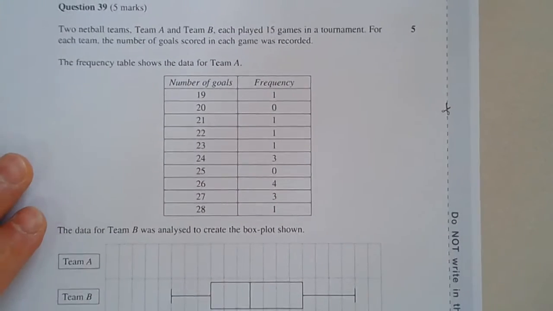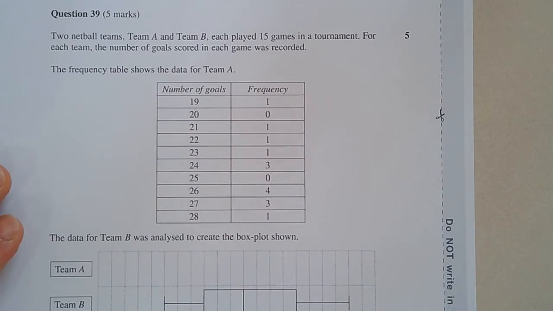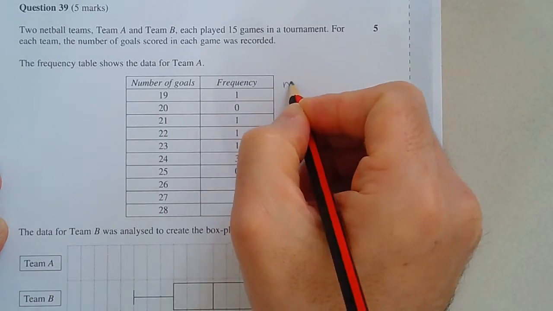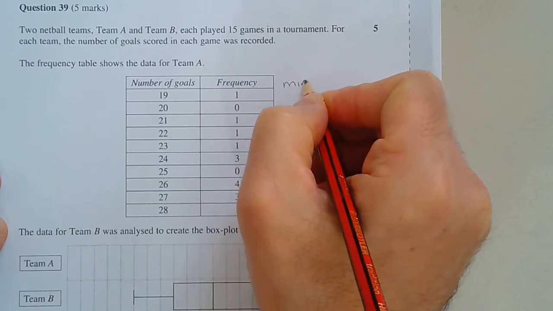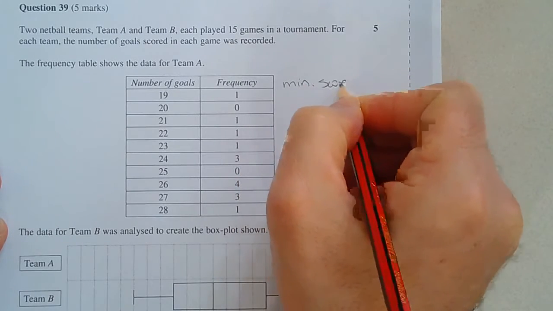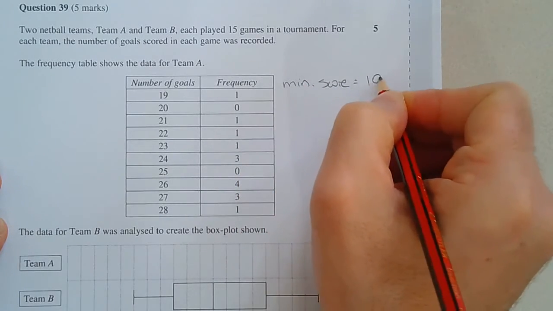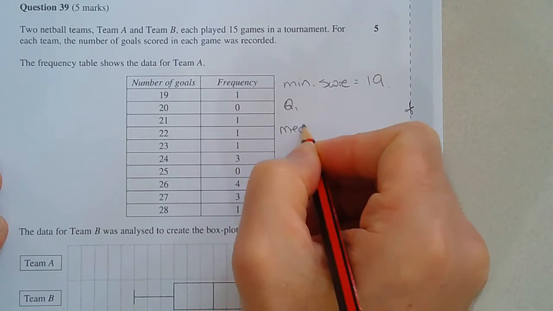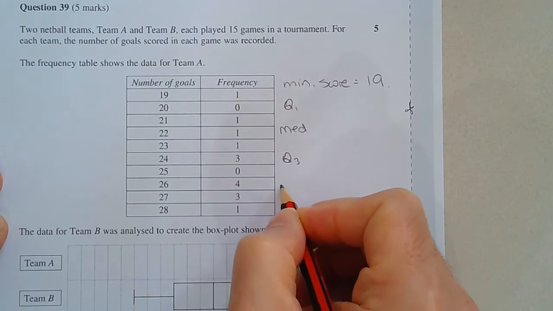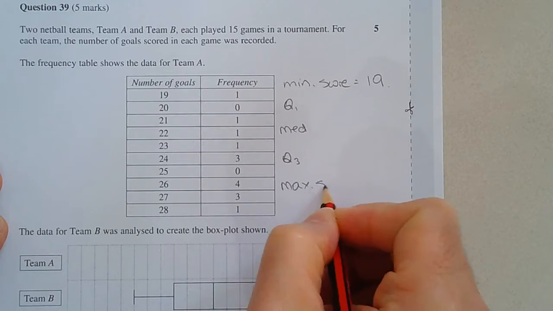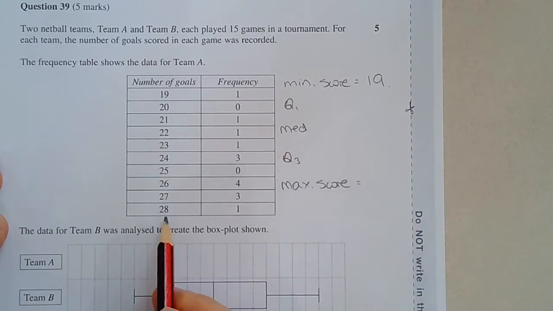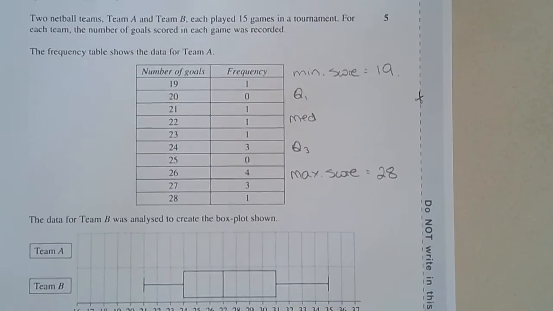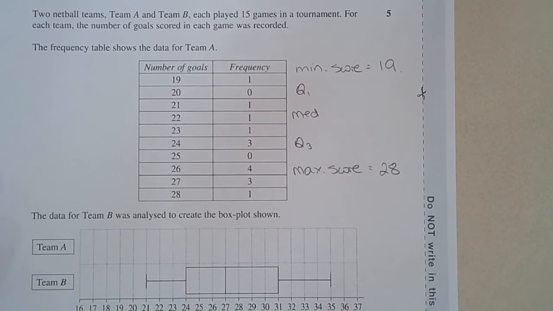So the first thing we're going to do is generate our 5-number summary. Now, straight away, the minimum score for Team A, I might just write it here on the side. So min score is equal to 19. We need the first quartile, the median, the third quartile, and the max score. And we know the max score is 28. We're going to use these 5 numbers to draw our box plot for Team A.